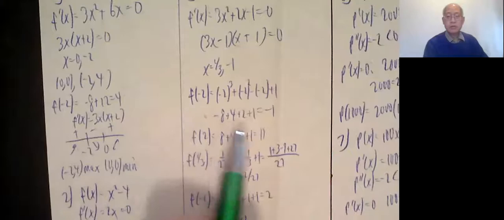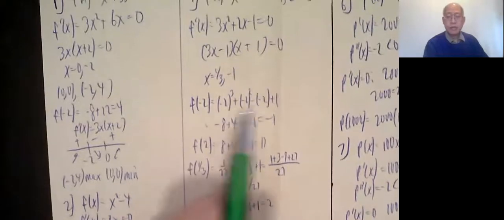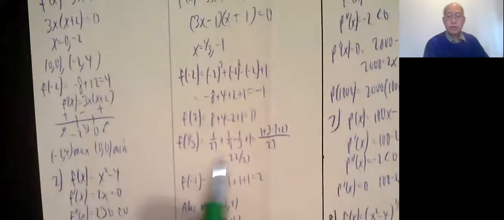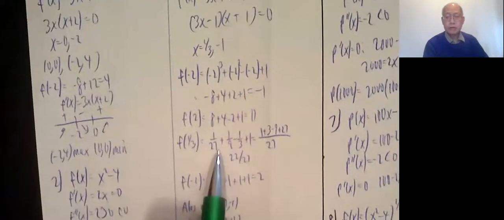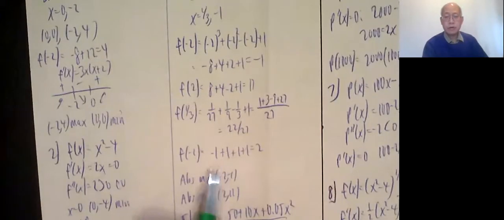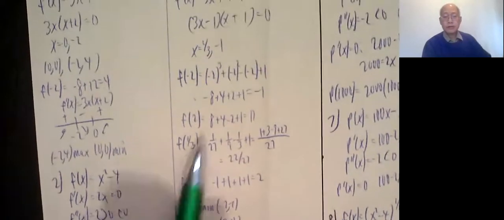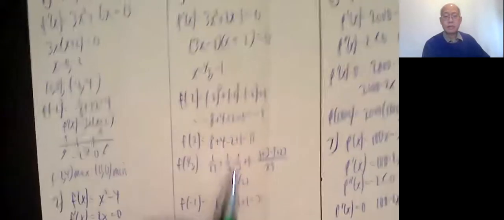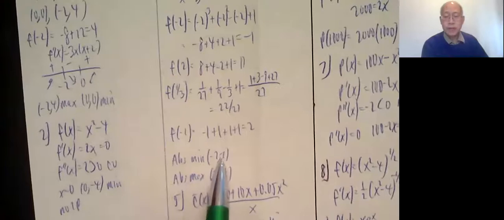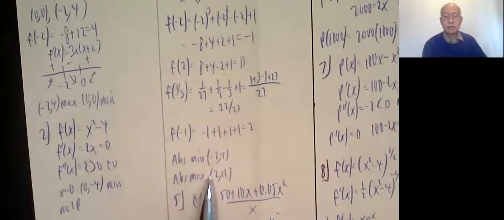F of negative 2 comes out to be negative 1 if you plug it in. F of 1/3 comes out to be 22 over 27. There's all the work for that. F of negative 1 comes out to be 2. You work it all out. Okay. Oh, I forgot f of 2. F of 2 comes out to be 11. Okay, just plug back into the original. Okay, so from that list, the lowest number was this one. So the absolute minimum is at negative 2, negative 1. Absolute maximum is at 2, 11.